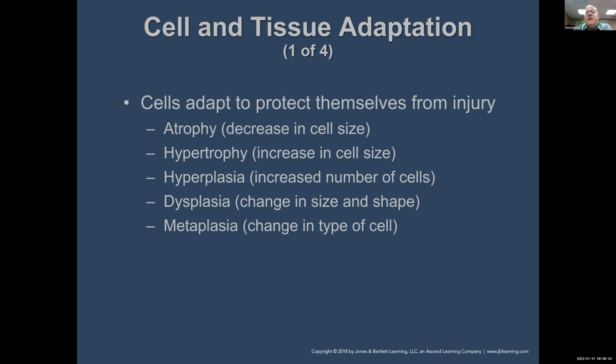So hyperplasia, we think about this in skin cancers and things like that, where the number of cells just proliferate.